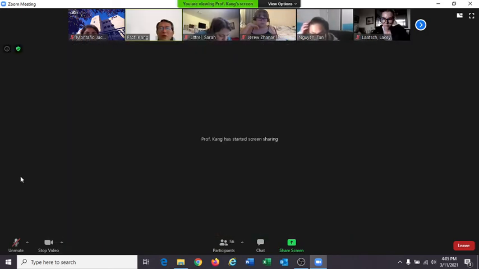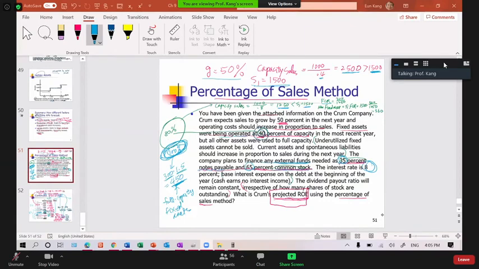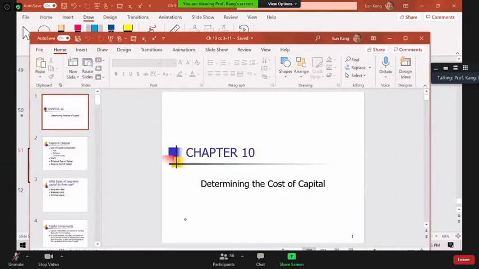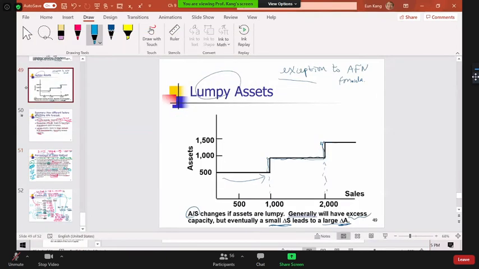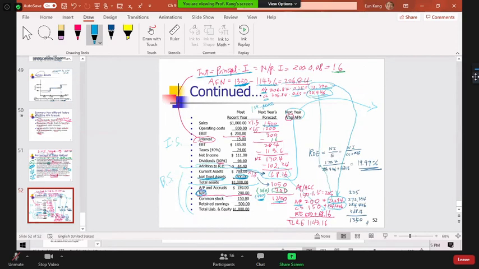Okay, so that's the end of chapter 9, and now we are on chapter 10. Does somebody have a question? Last question, Professor. No problem. I'm looking for the number 1143.6 in the additional funds. How do you find it? I'm trying to figure it out. AFN? Yes, 1143.6. Where do you get it?